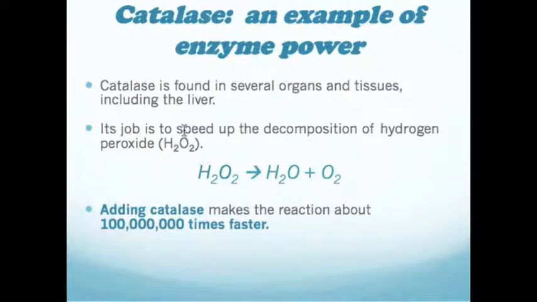So here's an example, catalase. What we're going to look at is catalase and its power as an enzyme. It's found in several tissues of the body, including the liver, and its job is to speed up the decomposition of hydrogen peroxide, which is toxic for the body. Adding the catalase makes the reaction 100 million times faster than it would be without the enzyme. And this is important because H2O2 is toxic to the body.